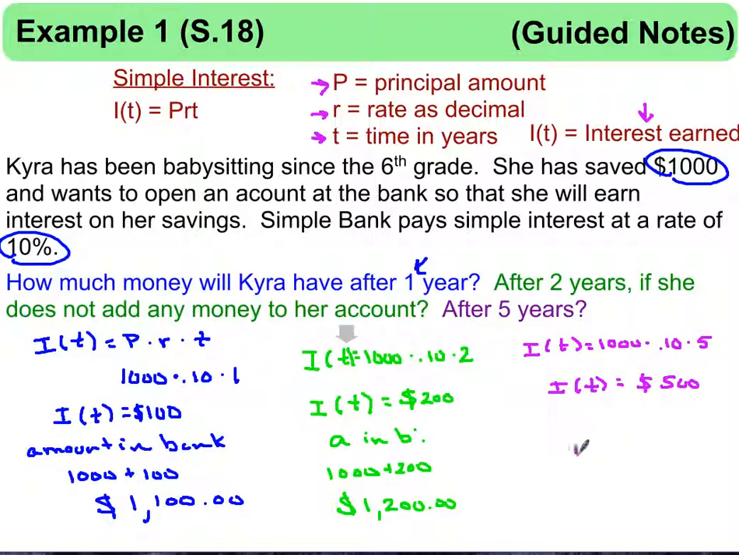I add that to my 1,000, so 1,000 plus my 500, and I get $1,500 would be in my account, provided that I didn't add or remove anything from that account 5 years later, based on this particular interest rate.